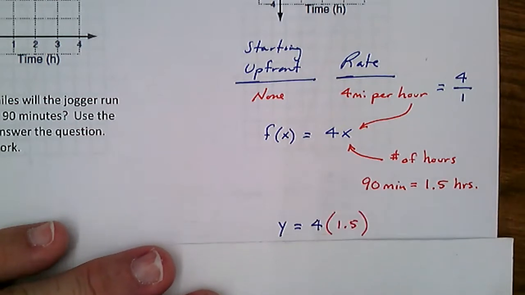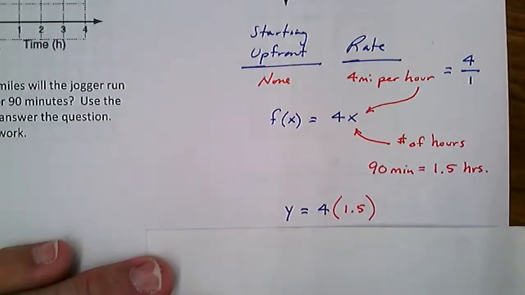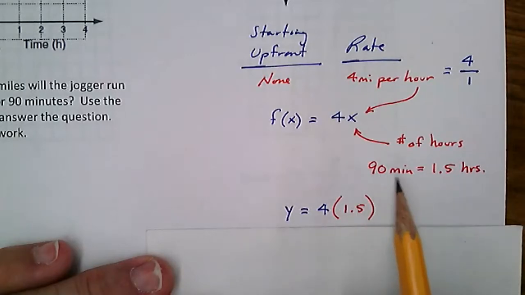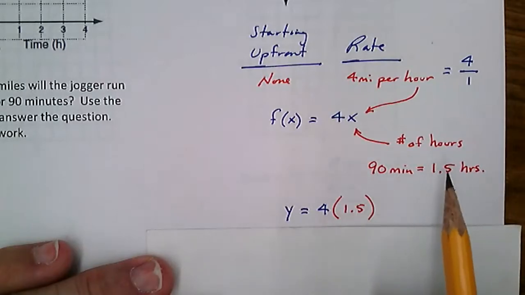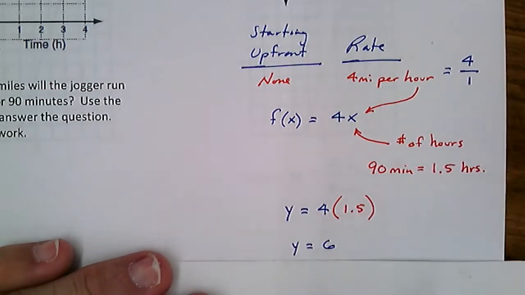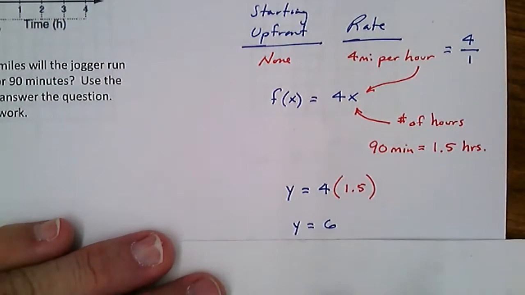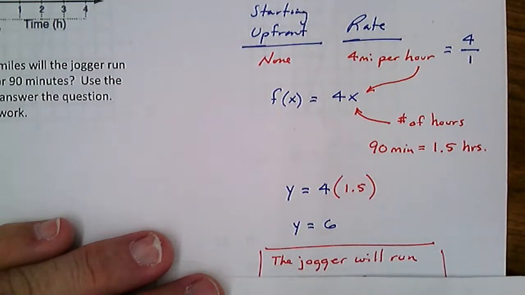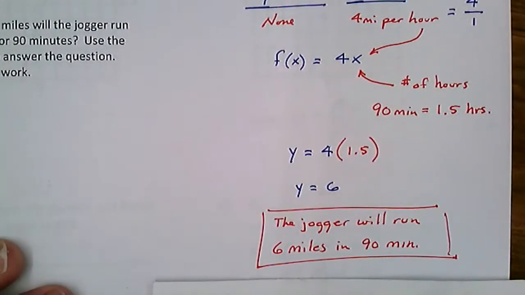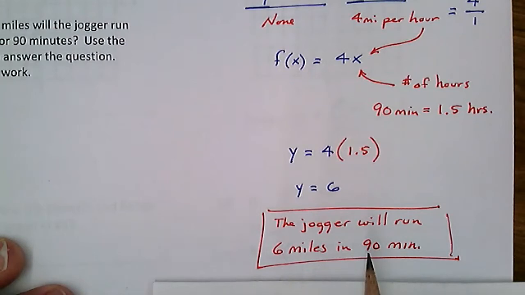So I'm going to go over here, and I don't want to plug in a 90. It's not 90 hours, it's 90 minutes. So I'm going to plug in 1.5. So 4 times 1.5 is 6. And so my final answer, since this is a word problem, is: the jogger will run 6 miles in 90 minutes.